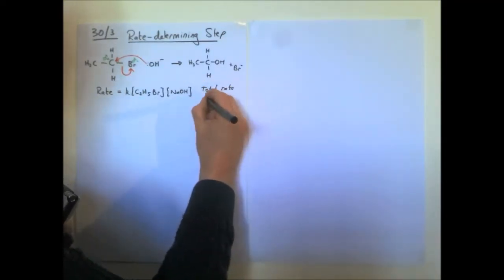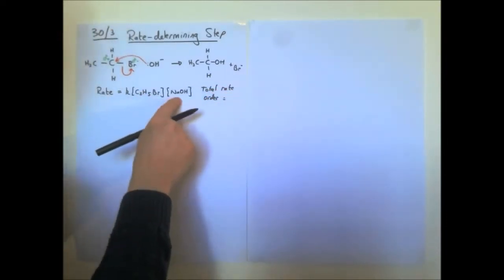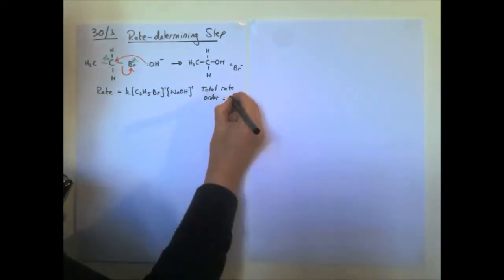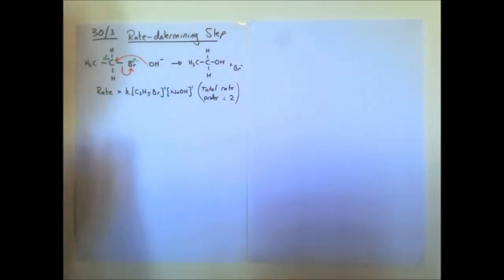Sometimes we talk about the total rate order. Total rate order is just all of the rate orders added up. So if it's first order with respect to bromoethane and first order with respect to sodium hydroxide, the total rate order is 2. I don't think I mentioned that before. Anyway, okay, so that's all fine and dandy.